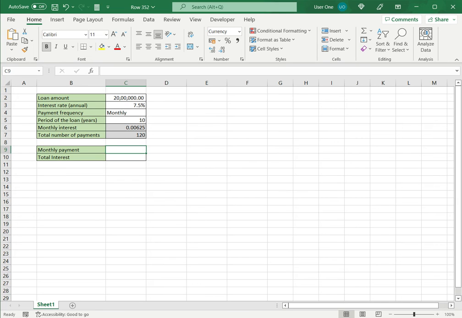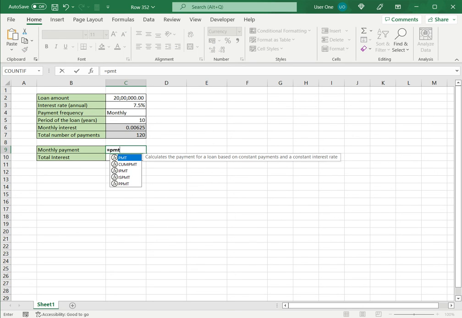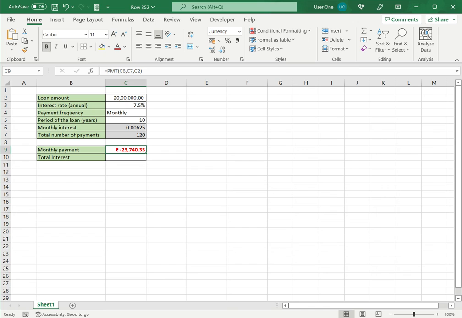So now, as I said earlier, the formula is the total amount paid minus the principal amount. To get the total amount paid, I need to multiply the monthly payments by the total number of payments. So to get the monthly payments, I will use the PMT function. This gives me the monthly payment amount. So this again is the rate, and then I need the number of payments and the principal value. So this gives me the total monthly payments.